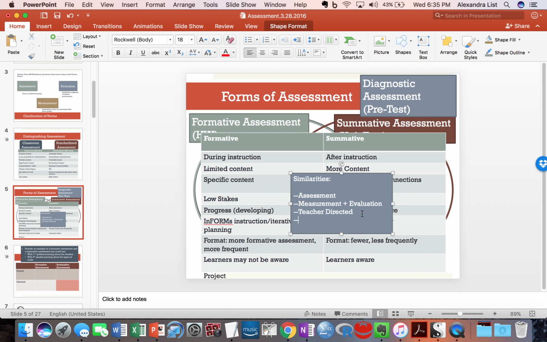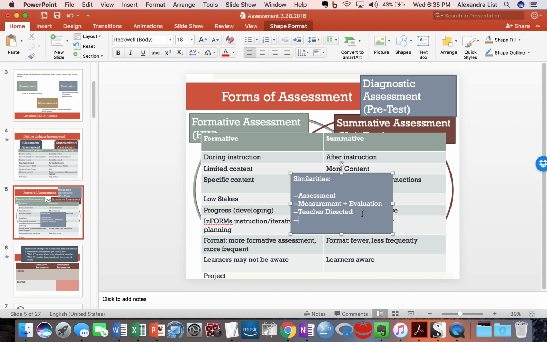And so later in the class, we'll be talking about the relationship between assessment and instruction. But in both cases, it's important to point out that these are forms of classroom assessment. And what that means is both formative and summative assessment are related to what you did as a teacher and what you're going to do as a teacher. And so those are the similarities to think about when we're talking about formative and summative assessment.